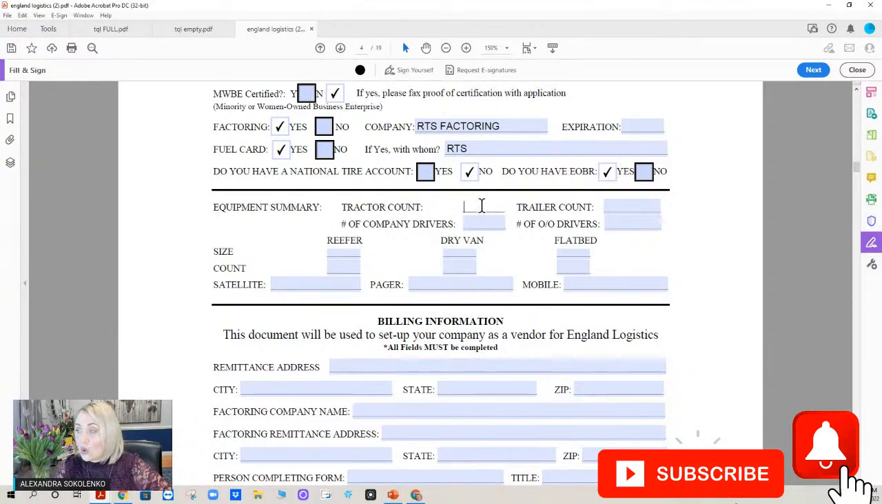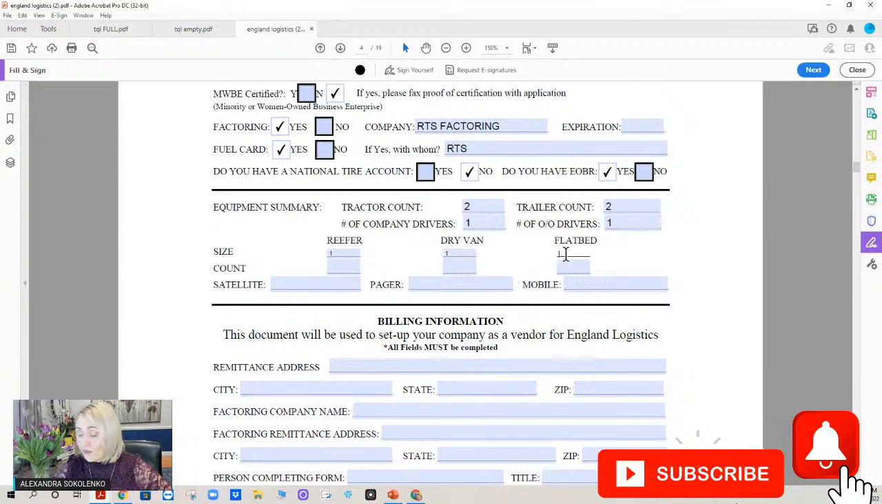Again, they're asking you how many trucks you have. Let's say you have 2. How many trailers do you have? You have 2. How many company drivers? Maybe 1 company driver, 1 owner operator. They're asking you if you have reefers. Let's say we have 1 reefer and we have 1 dry van, right?